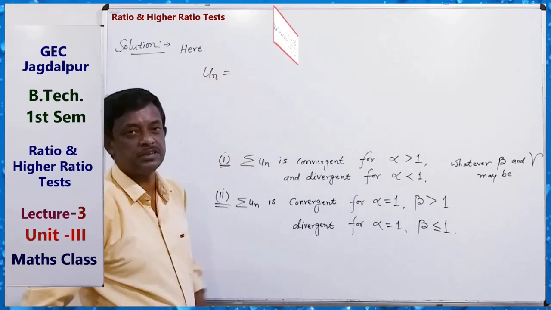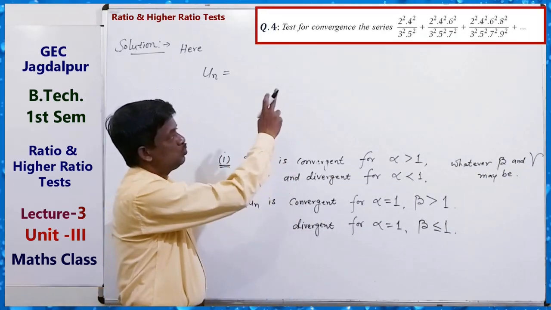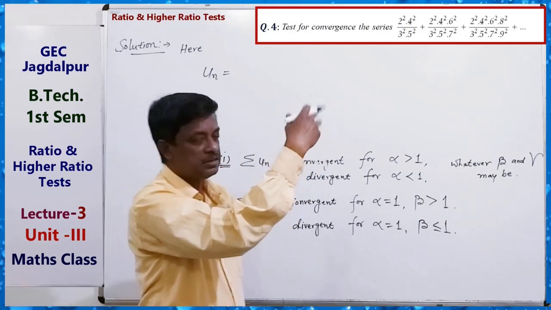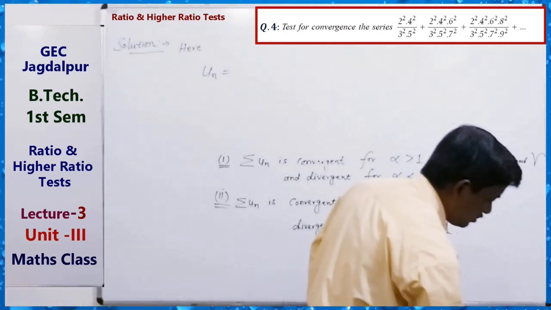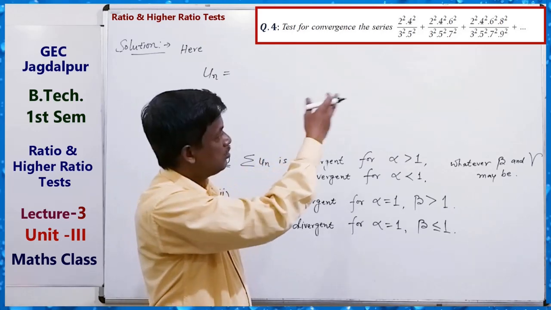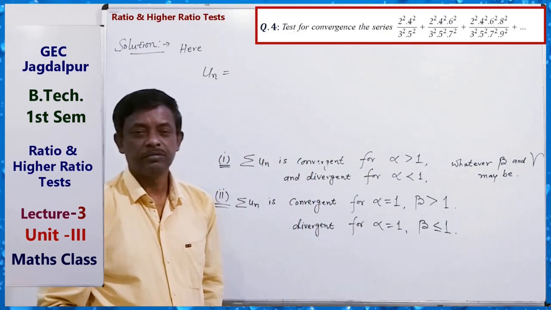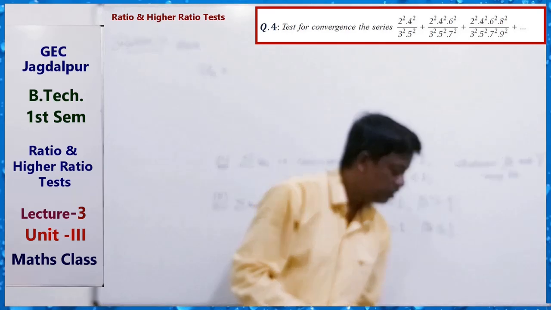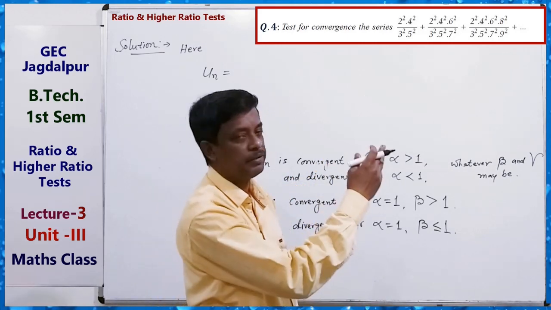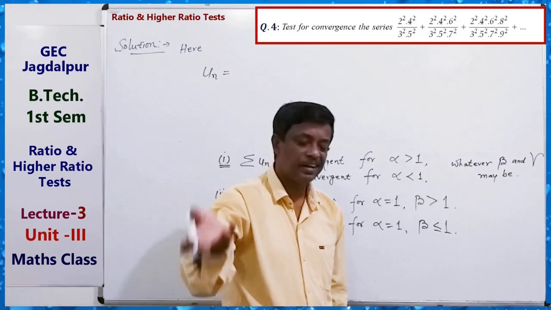Just see the series in the given questions. 2, 4, 2 square, 4 square, and then 2 square, 4 square, 6 square, and so on. In this format, the denominator values are 2, 4, 2, 4, 6, 2, 4, 6, 8, and in the numerator 1, 3, 1, 3, 5, 1, 3, 5, 7 and so on. The denominator terms are 2, 4, 2, 4, 6, and the numerator terms are 3, 5, 3, 5, 7, and 3, 5, 7, 9.